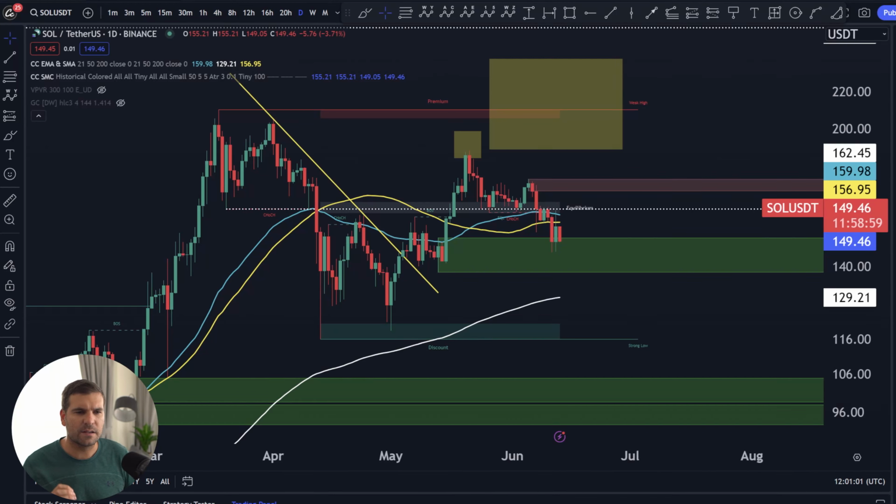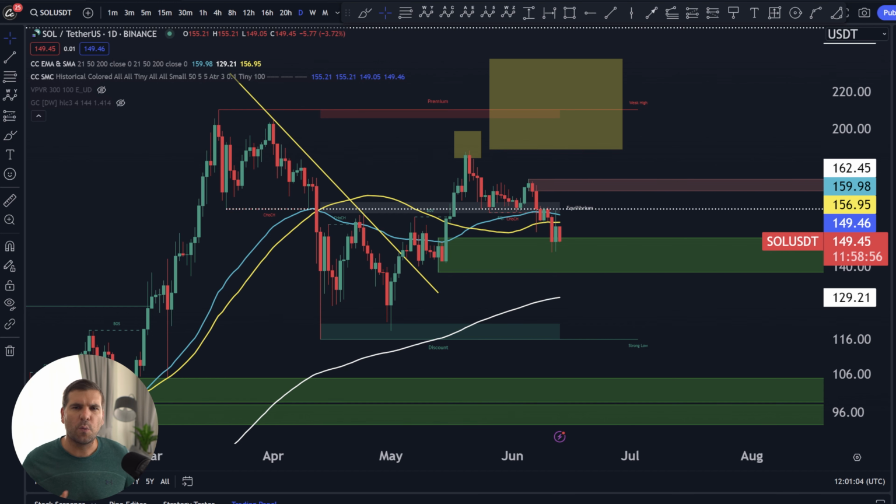Today we're taking a look at Solana paired up with USDT. We're on the one-day Binance chart and we'll be giving my thoughts and opinions as to where I think the price action is heading next.